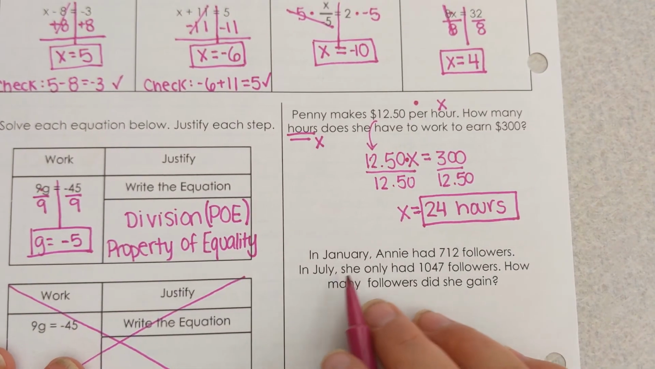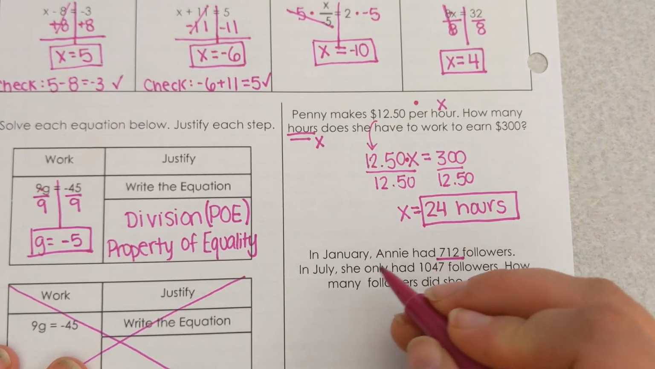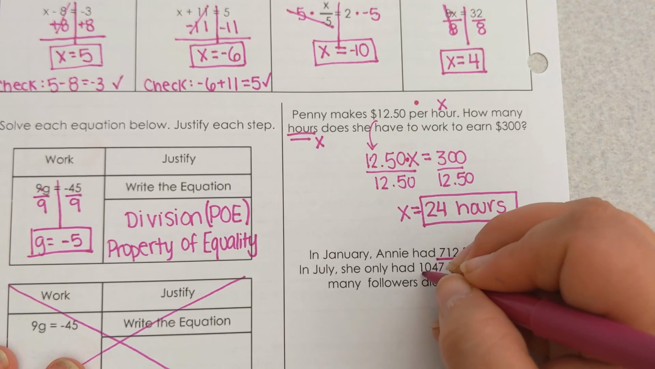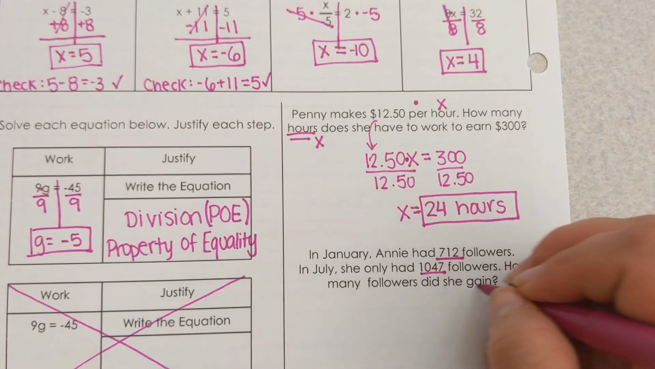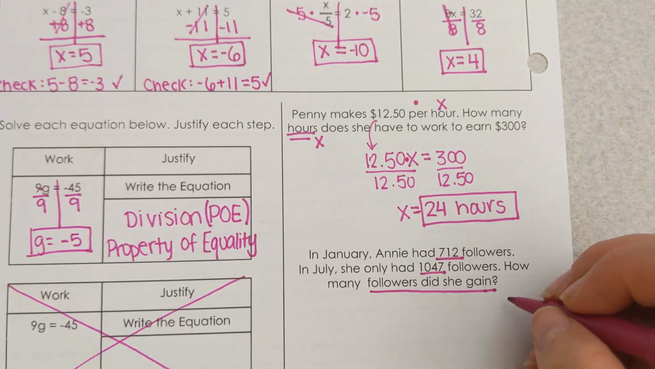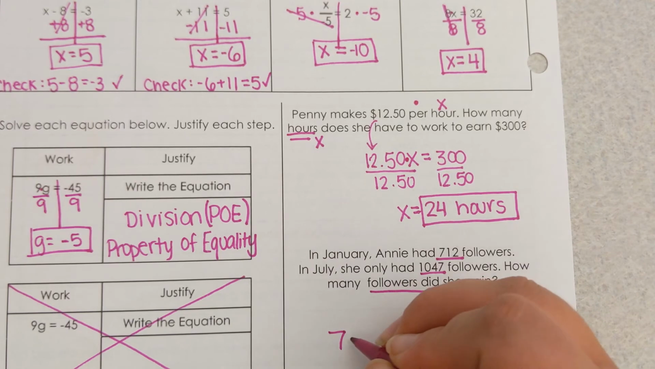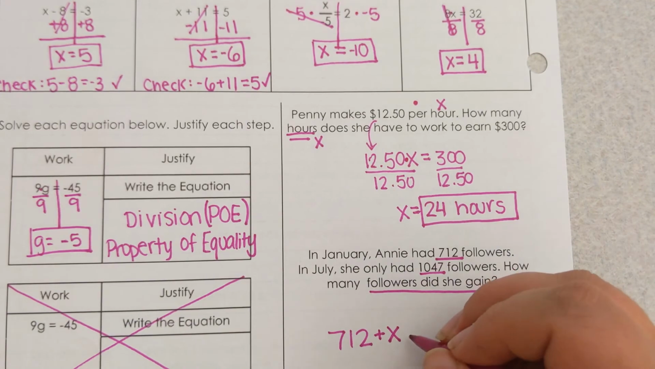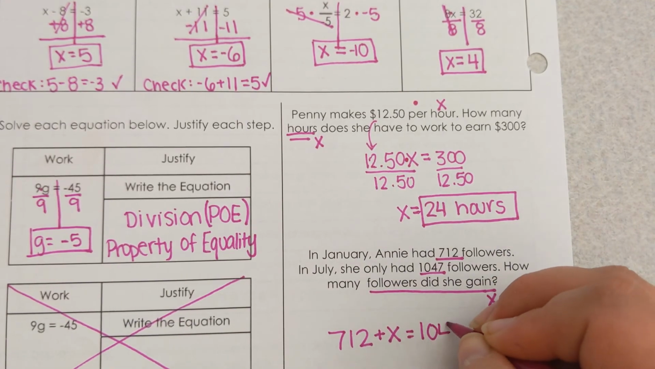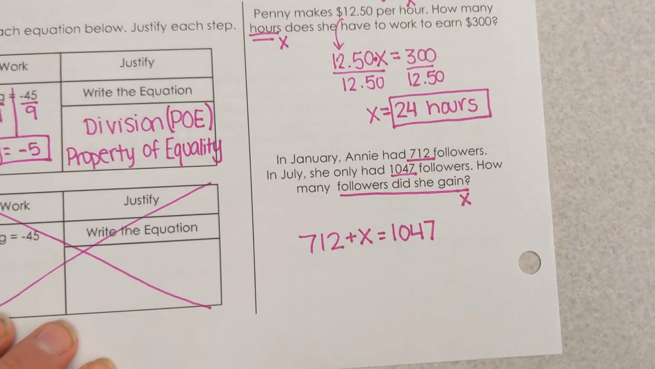Okay, in January, Annie had 712 followers. In July, she had 1,047 followers. How many followers did she gain? We are looking for how many followers she gained. So that's x. Okay? Meaning we started with 712 and we're adding x followers to get 1,047. Whatever thing comes second is usually the thing that ends up needing the equal sign.